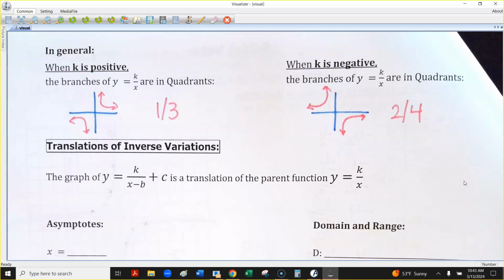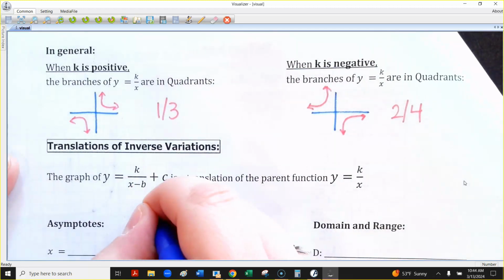Now, normally when we have shifted things around, I use h and k, but for these graphs, we have k as our constant of variation. So I actually used b and c to represent these translations here, but this works the same way. You cannot divide by 0.